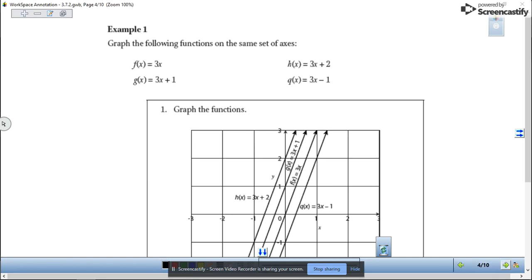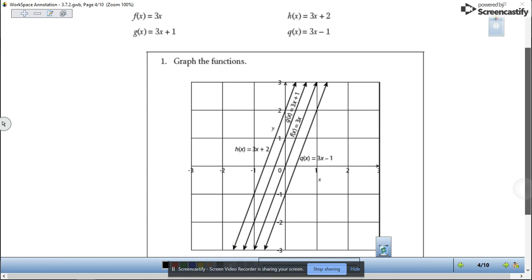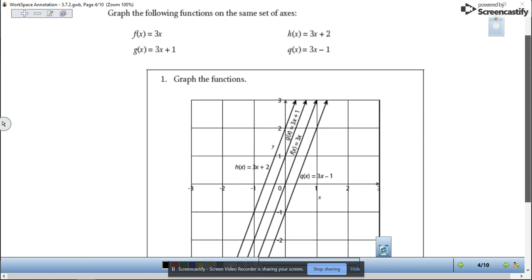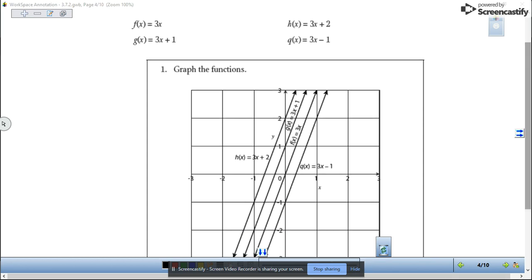All right, so this looks complicated. Don't freak out on me. It's not that bad. So we have four functions here. They're all graphed. We have f of x equals 3x. We have g of x, which is 3x plus 1. We have h of x, which is 3x plus 2. And then we have 3x minus 1.